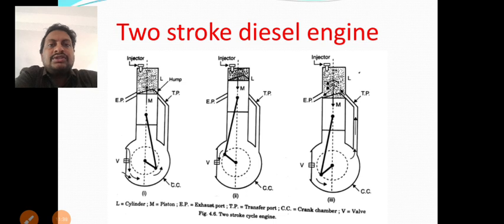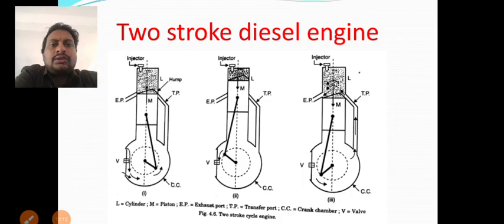In the 4-stroke engine we have valves, and those valves are operated by the camshaft mechanism, so we use a separate mechanism for operating the valves. Whereas in the 2-stroke engine, the exhaust port, transfer port and inlet port are covered and uncovered, opened and closed, due to the piston movement only.